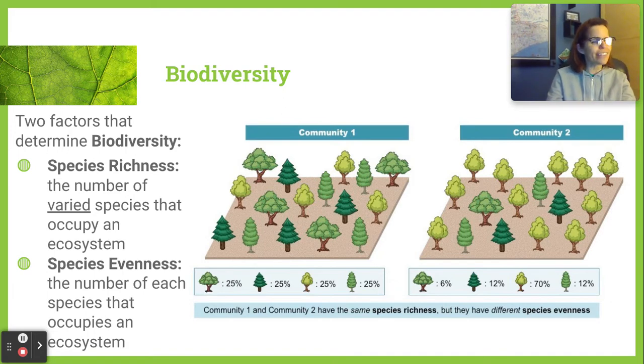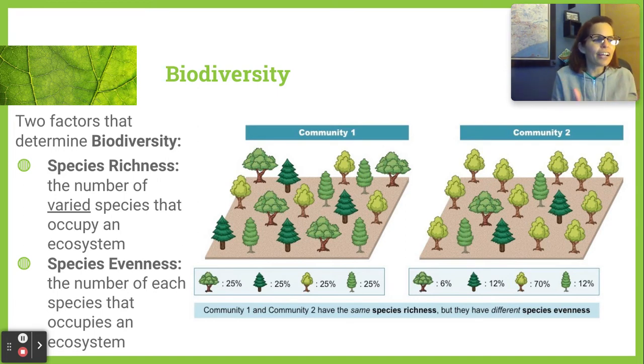Biodiversity: two factors that affect or determine biodiversity. Species richness is how many different types of species there are in the area. And then species evenness is how spread out, how evenly dispersed they are. That's a hard way to say it. It's the number of each species that occupies an ecosystem.